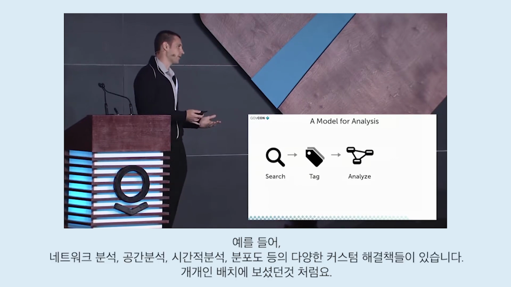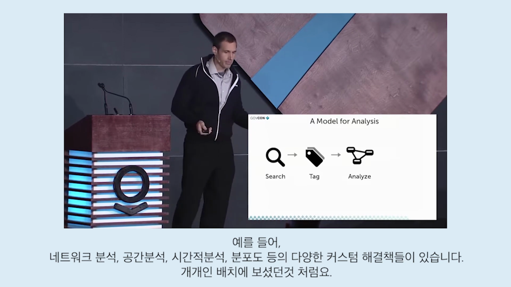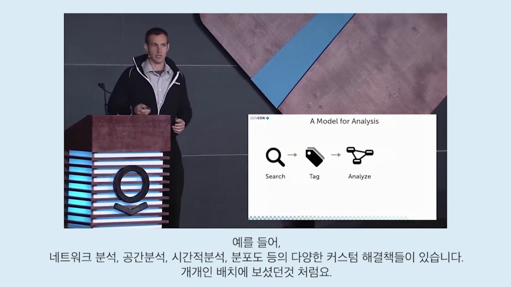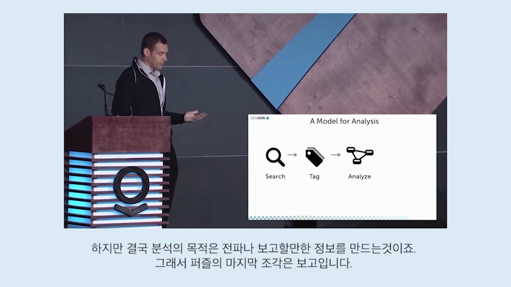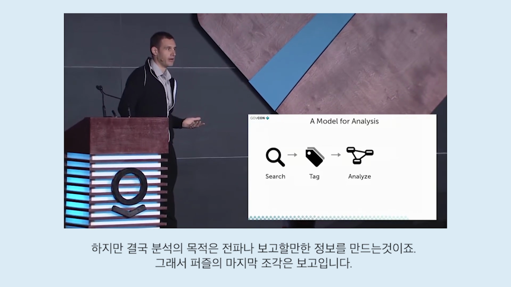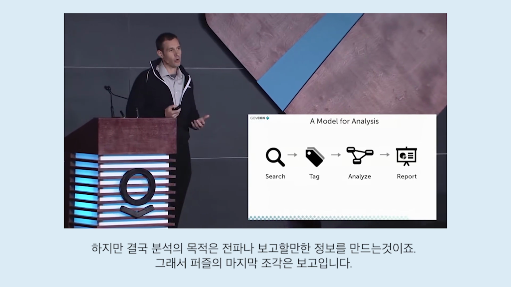So after we've tagged it, we can get on to this analysis, which is sort of the Palantir bread and butter. We've got network analysis, geospatial analysis, temporal, the histogram, and a lot of custom solutions like you've seen at your individual deployments. But ultimately, the purpose of analysis is to come up with some tidbit of information that's worthy of disseminating or reporting on, right? So the last piece of the puzzle is reporting.